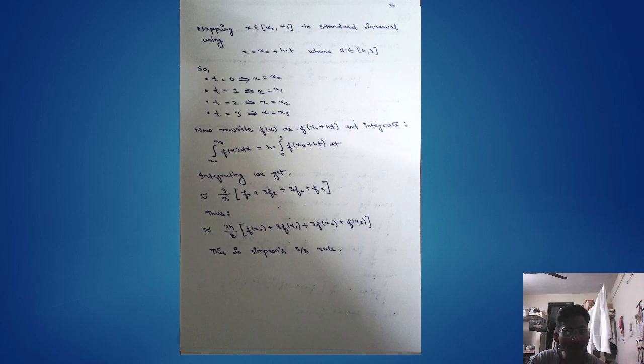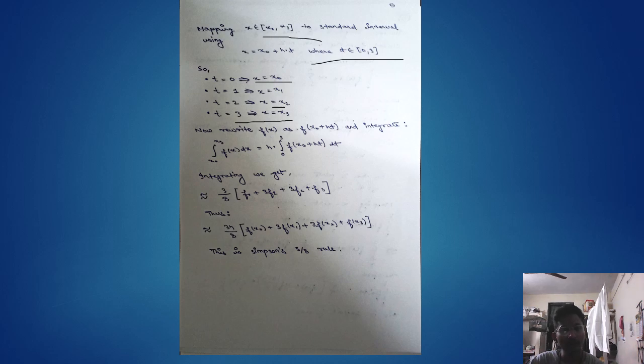Mapping of x to the standard interval equation. x is equal to x0 plus ht, where t goes from 0 to 3. When t is 0, x is equal to x0. When t is 1, x is equal to x1, and when t is 2, x is equal to x2. And when t is 3, x is equal to x3.